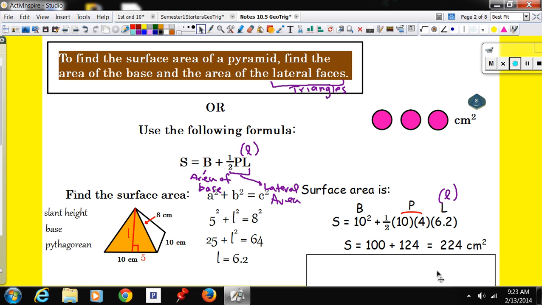Now we just start to simplify. And you get 10 squared is 100. 1/2 times 10 times 4 times 6.2 came out to be 124. Your whole surface area is 224.